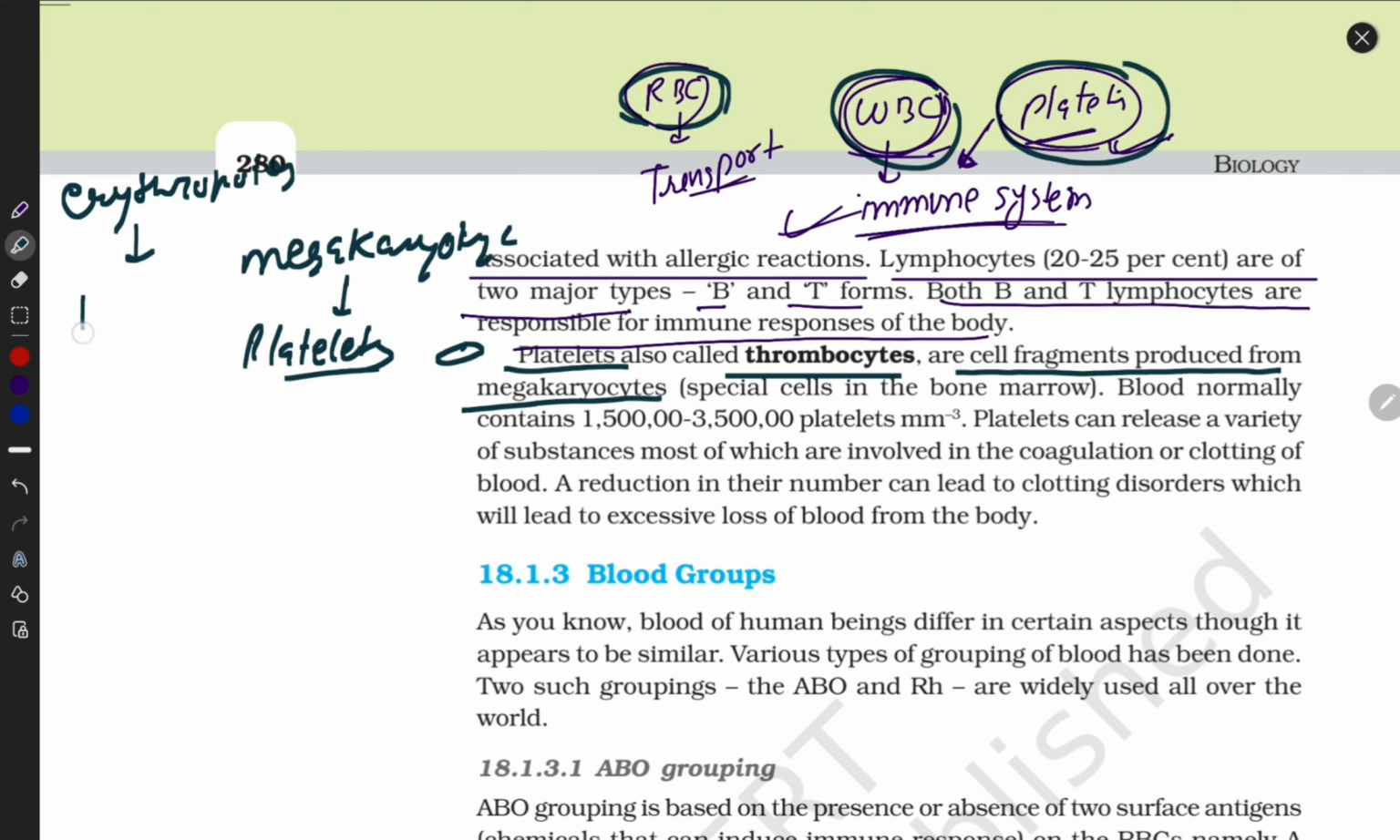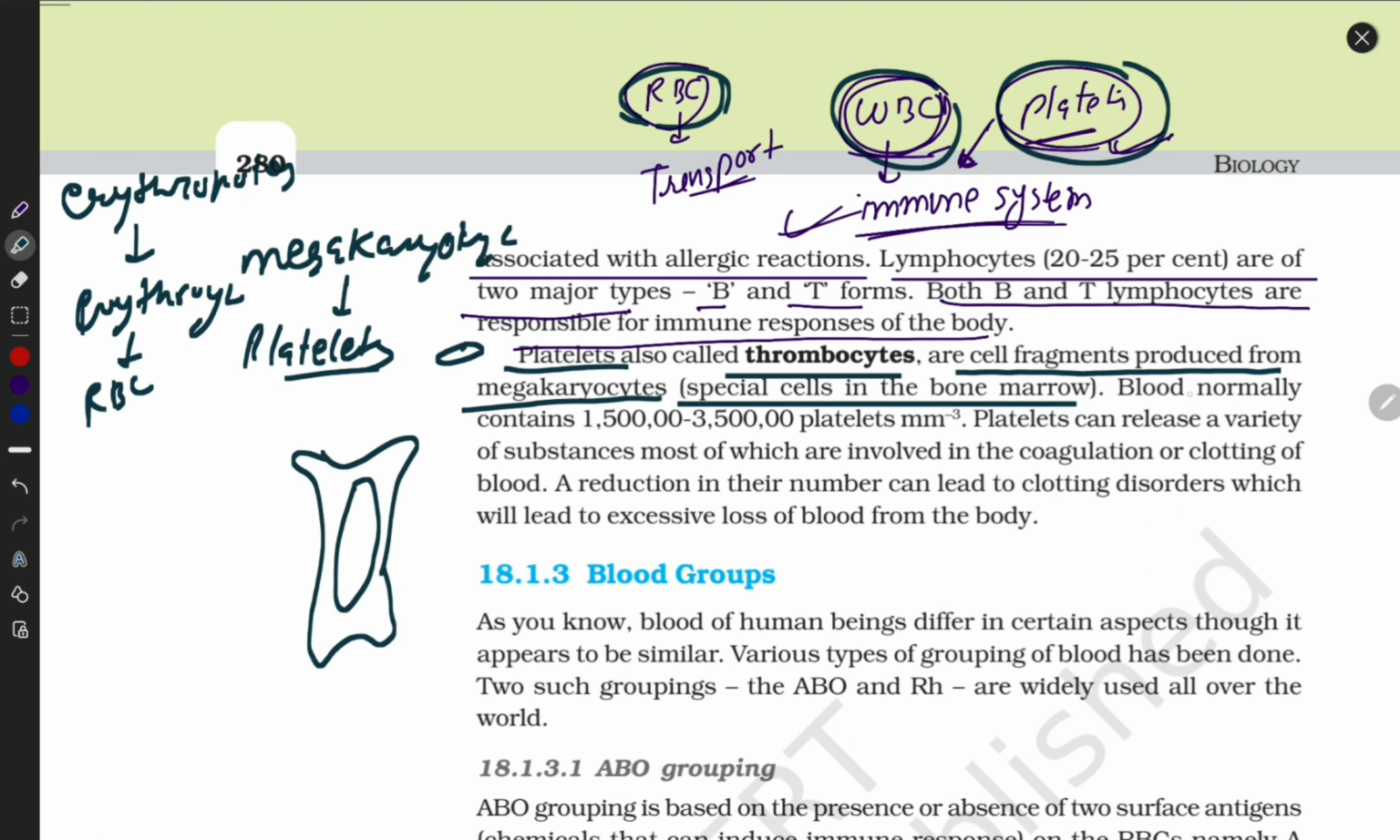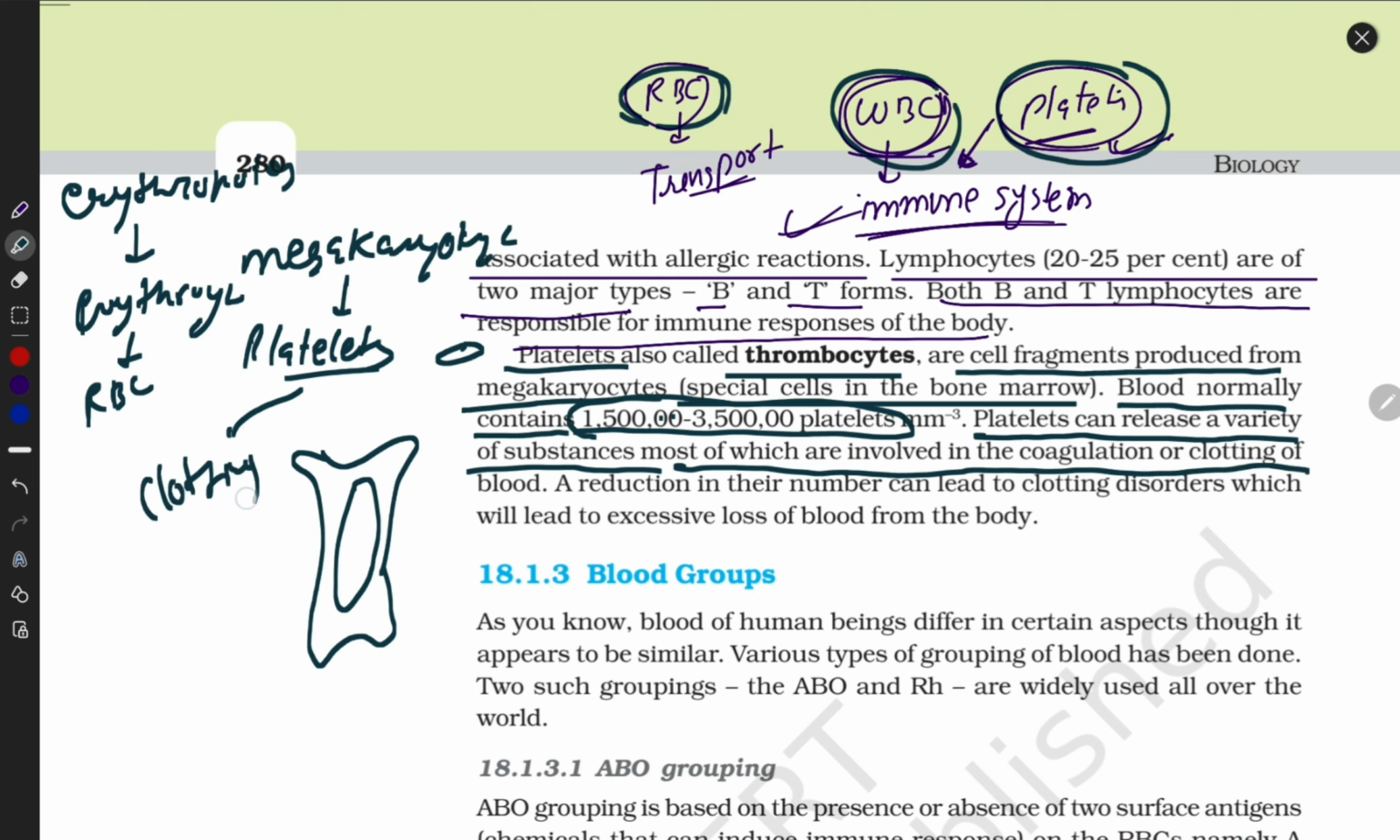Erythropoiesis is the formation of erythrocytes, and they form RBC, and leukocytes form WBC. Megakaryocytes are special cells in bone marrow, located in our bone marrow. This is the bone and this is the marrow side. Blood normally contains this much amount of platelets. Platelets can release a variety of substances, most of which are involved in coagulation or clotting. Platelets are also helpful in clotting. A reduction in their number can lead to a clotting disorder, leading to excessive loss of blood. If they are irregular in their function, they can't clot.